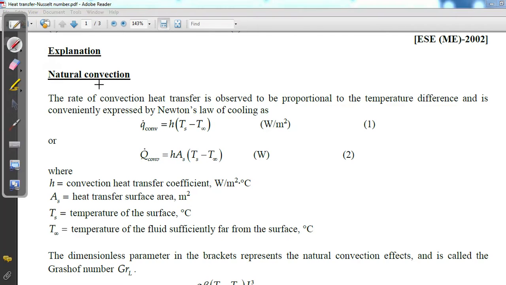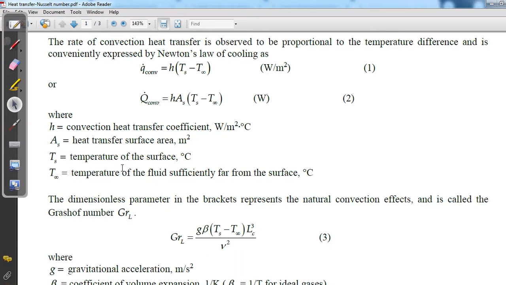So it is saying natural convection. For natural convection we will need Newton's law of cooling, which says Q convection is given by h into As into (Ts minus T infinity). h is the convective heat transfer coefficient, As is the heat transfer surface area, Ts is the temperature of the surface, and T infinity is the temperature of the fluid sufficiently far from the surface. Okay, so this is the formula.